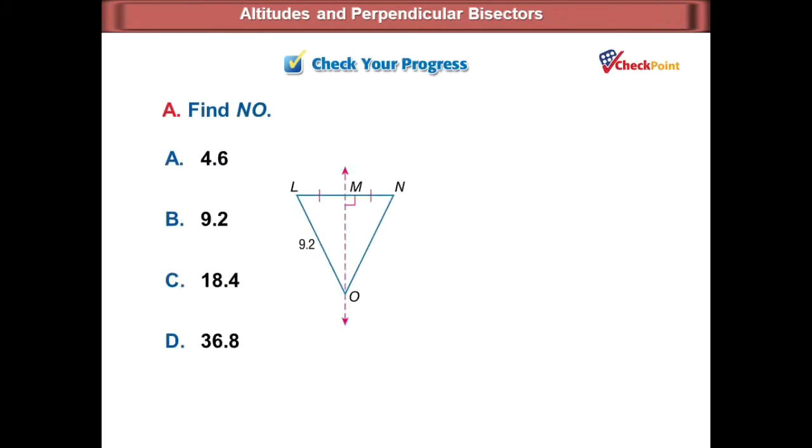Here is an example for you to try. I know that the answer is 9.2 because this is a 90-degree angle, therefore it's a perpendicular bisector and an altitude. I know it's a bisector because LM is congruent to MN, which means that this is an isosceles triangle, and therefore the answer is 9.2.